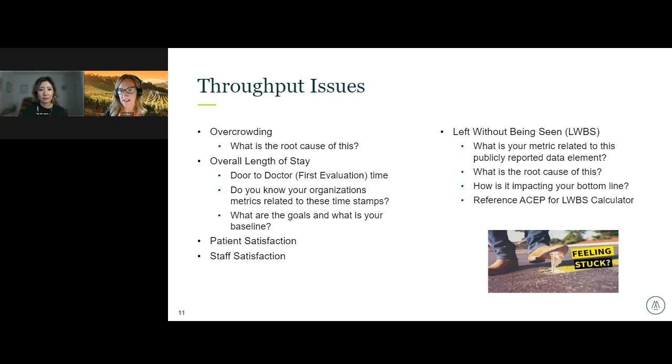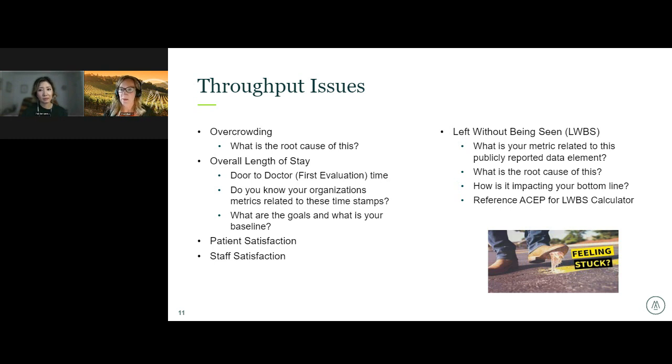If you want to do the finances related to it, the American College of Emergency Physicians has a left without being seen calculator on their page. And there's a couple other ones out there too, but if you just Google ACEP calculator, it will come up and you'll have to plug in a few metrics and it can tell you how many thousands to millions of dollars that you're losing per week, per month, per patient, et cetera.